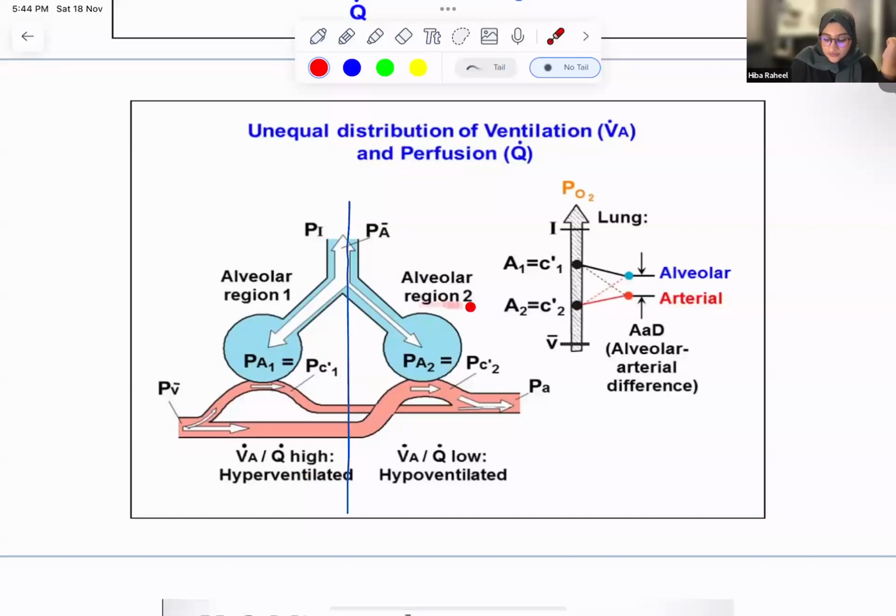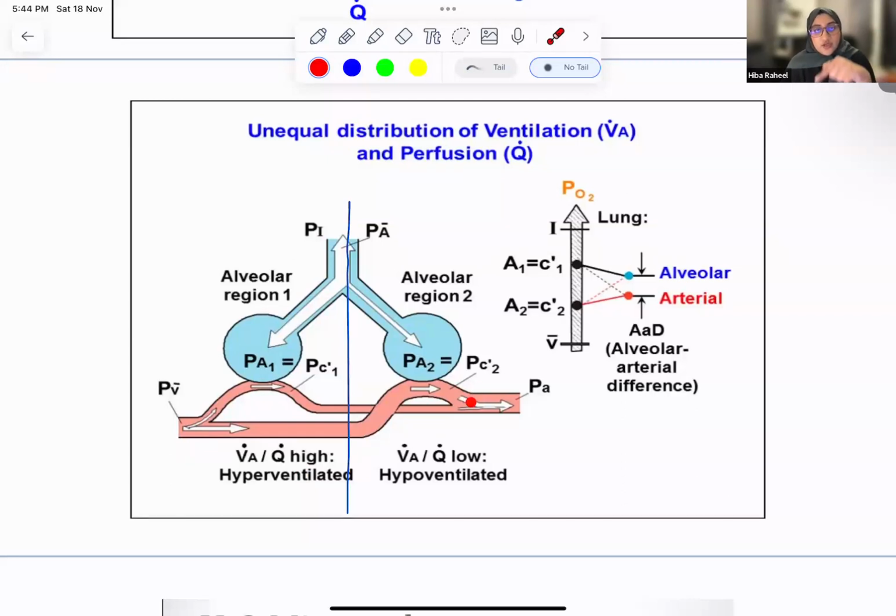Now, in region 2, you can see that we have low ventilation, and at the same time we have high perfusion. Do you see how thick, like we've expanded the blood vessels here? What will happen as a result?